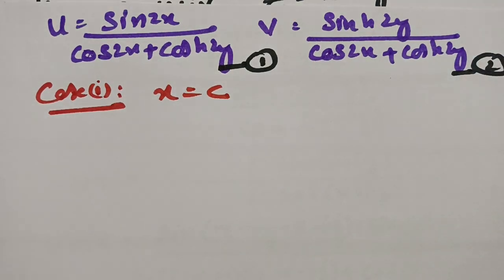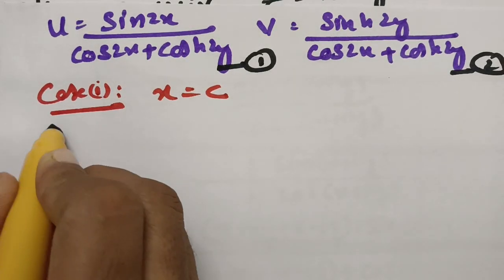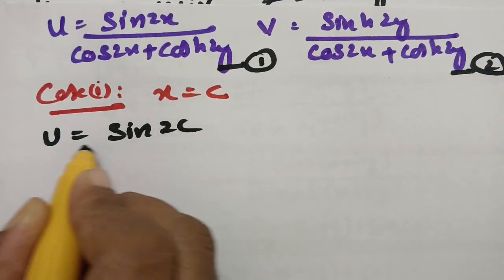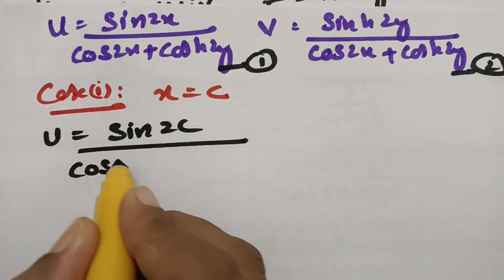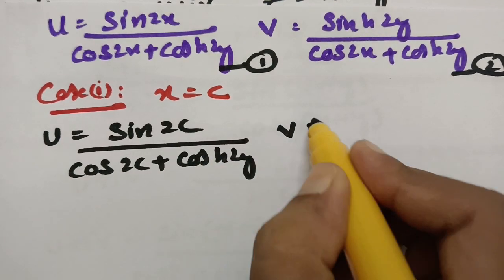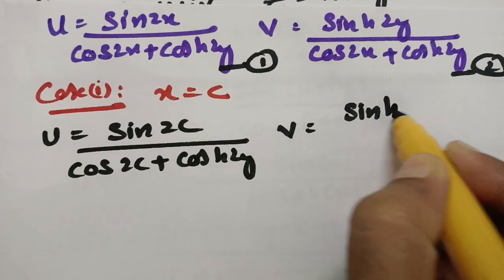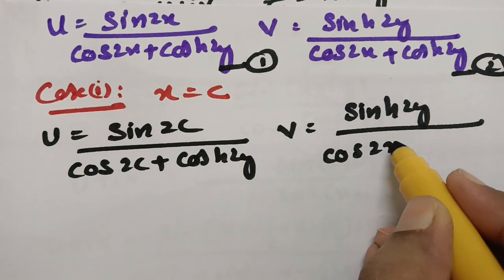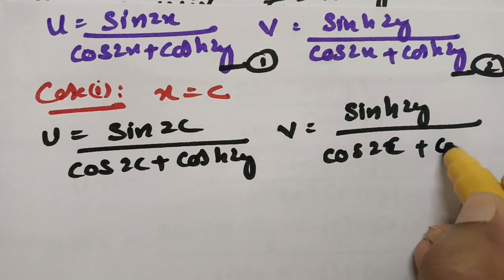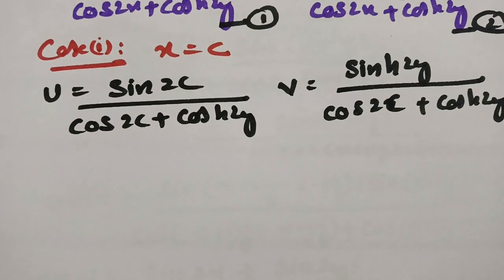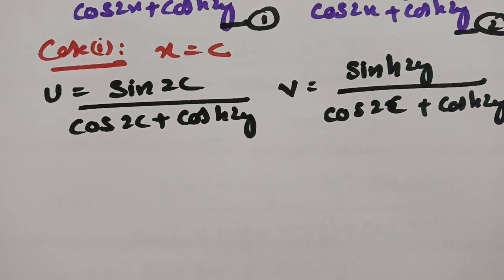If I substitute, in place of x, wherever I find x, I am going to keep c here. That is u equals sin 2c by cos 2c plus cosh 2y, and v value is equal to sinh 2y by cos 2c plus cosh 2y. Clear? And now after getting this, I have to eliminate this one.